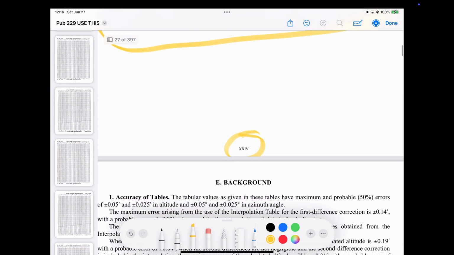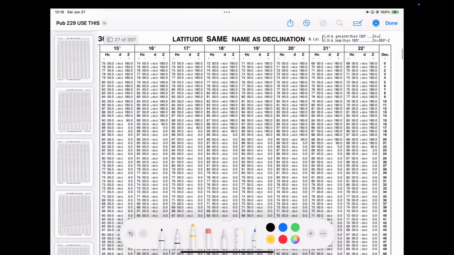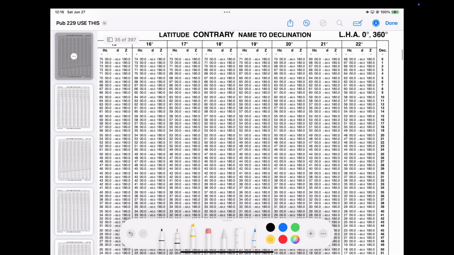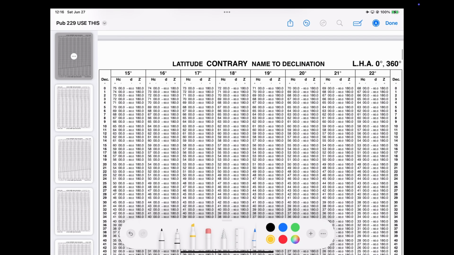And we're going to be scrolling. If we scroll down, let's just go to one page real quick and see how it's laid out. At the top you have some degrees, LHA there. You have a latitude column here, or a latitude row, and its columns. You have a declination column on both sides.